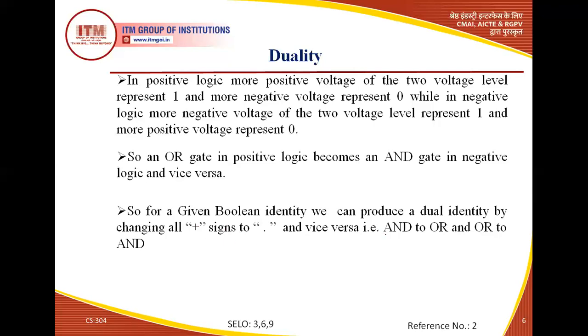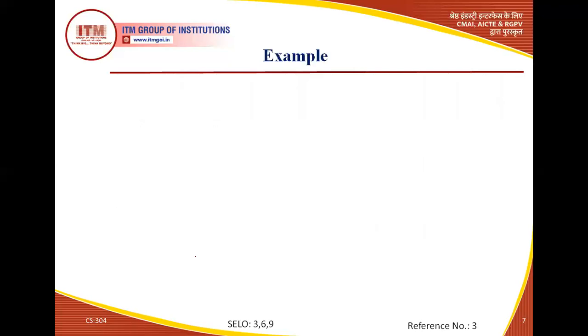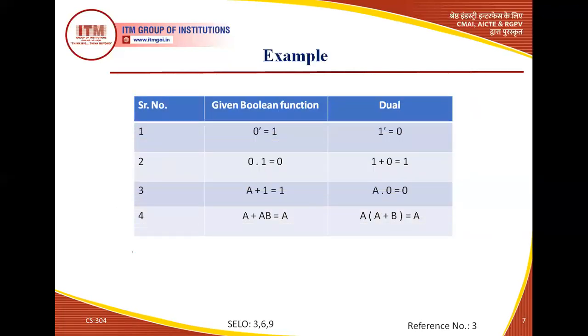That means AND is to be converted into OR and OR is to be converted into AND. Okay, so that is the duality property of Boolean algebra or Boolean function. Now we can understand by some of the examples. So if the Boolean function is given that 0 dash equal to 1, we know that if we invert the 0, then we get the 1. Now if we want to derive the dual function, 0 is replaced by 1 and 1 is replaced by 0, that means 1 dash equal to 0.